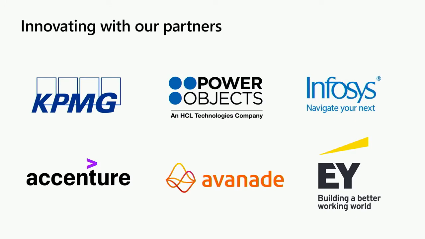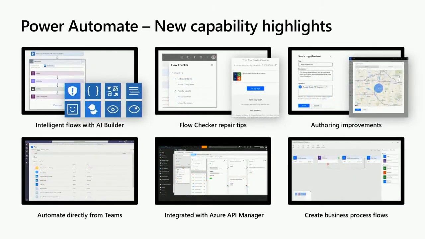And a core part of robotic process automation is how you use partners to implement them inside of your business. And we're incredibly excited to announce today that Power Automate has 6 major launch partners which support Power Automate and the broader Power Platform: KPMG, Power Objects, Infosys, Accenture, Avanade, and Ernst & Young. All are actually standing with us and talking about the brand new Power Automate launch, because this partner ecosystem is really key to drive the rapid adoption that we're so focused on when it comes to the Power Platform.